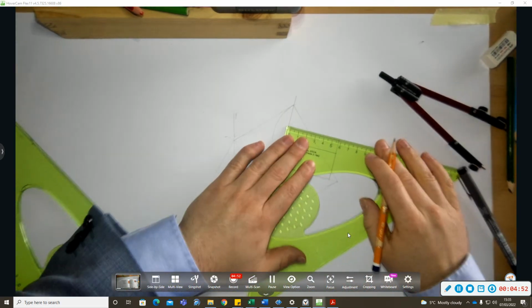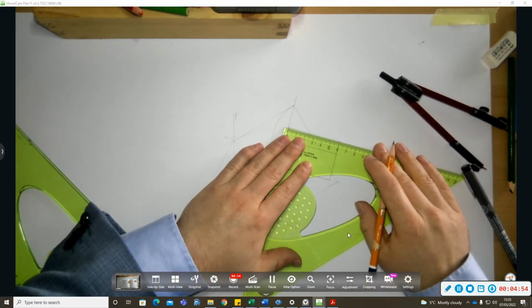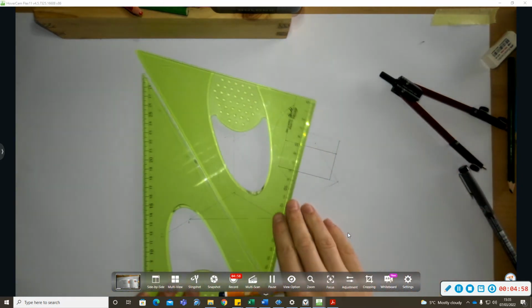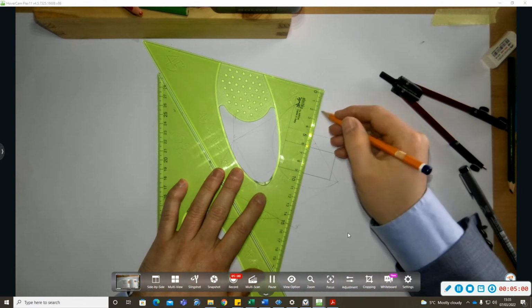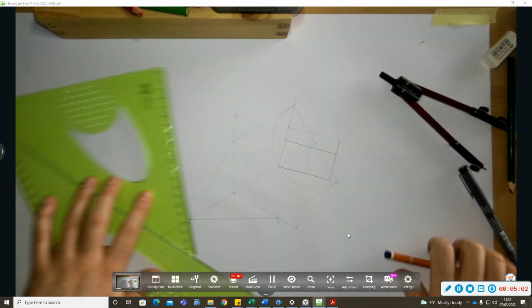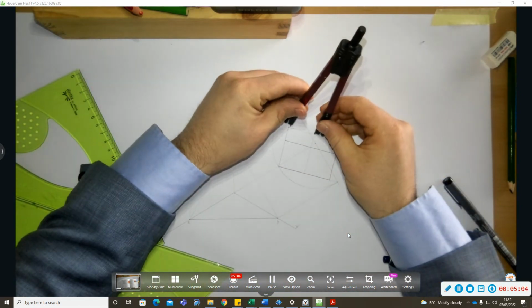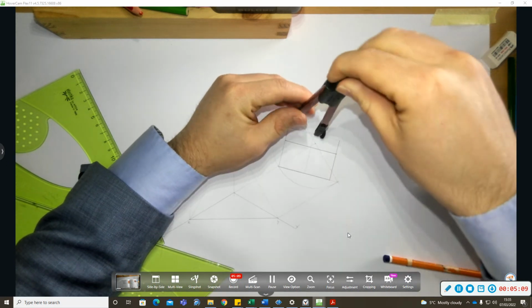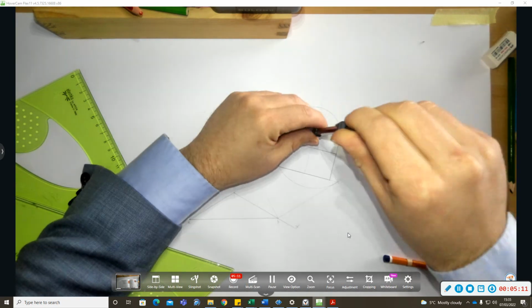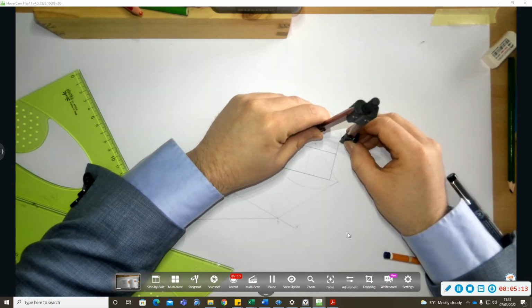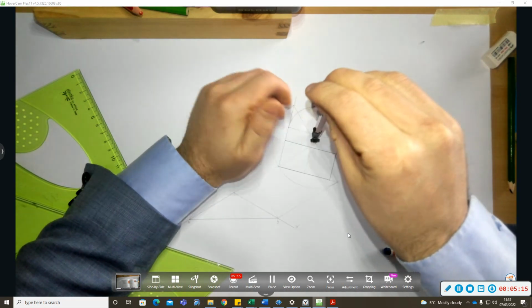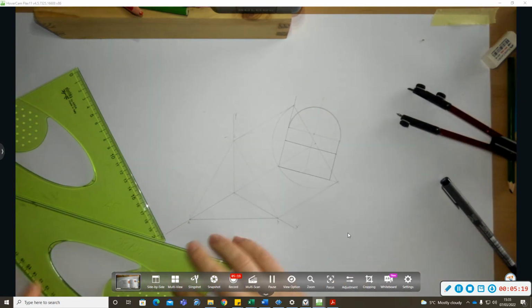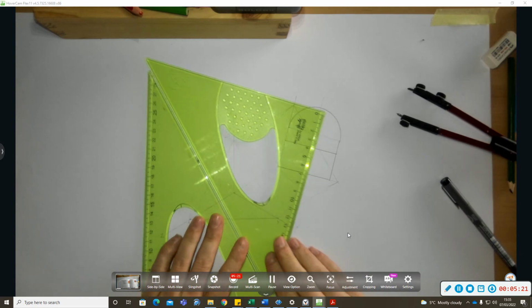Now, marked in 30 there. I'm going to draw in my centre line, draw my semicircle. Now I'm going to start the plan view.